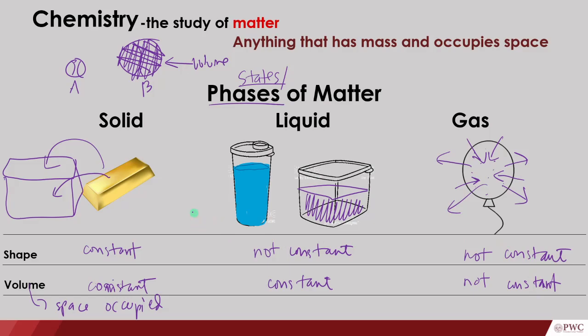So in summary, for solids, they have constant shape and constant volume. For liquids, they have constant volume, but no constant shape, meaning their shapes are flexible. They can flow and change their shape depending on the container. And for gases, they have no constant shape and no constant volume. No constant shape because they can change their shape depending on the container, and for volume, obviously gas can expand or be compressed into smaller spaces.